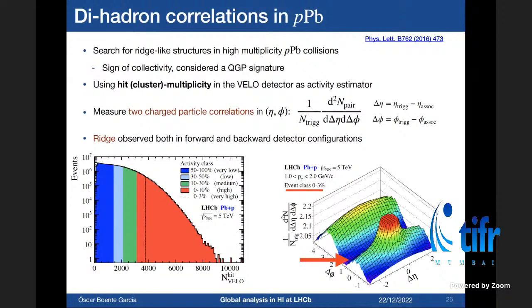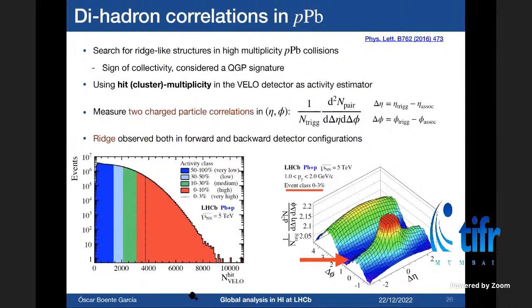Yeah, so I brought you here an example of a measurement where we do an activity class determination using the Velo, as I said. I think this is also a topic for a future lecture, so we won't go into much detail. Basically, here we want to search for ridge-like structures in high multiplicity proton-lead collisions. These were seen early by CMS, even in pp collisions. They were always a sign of collectivity and considered a QGP signature.